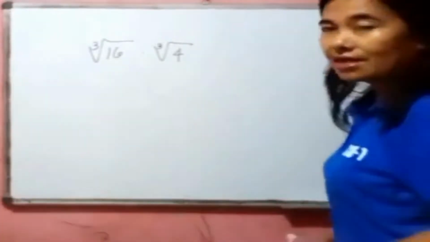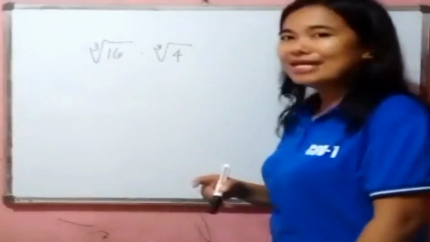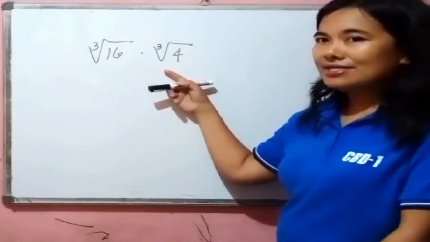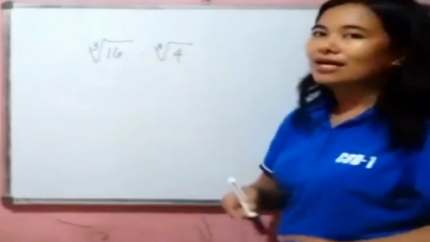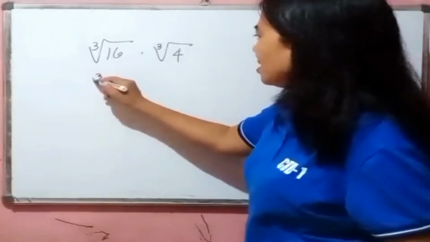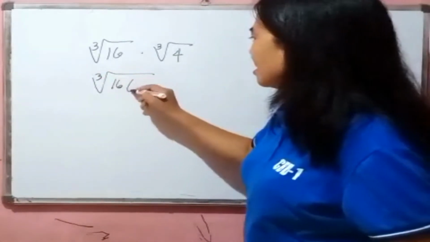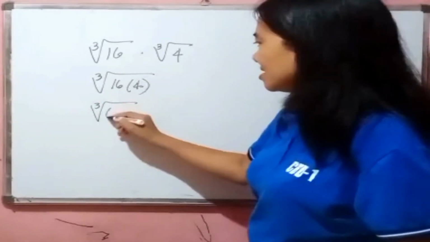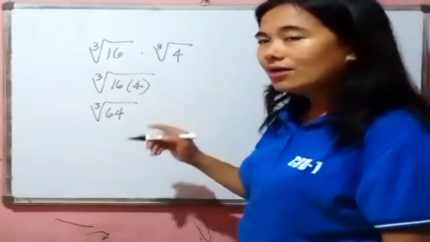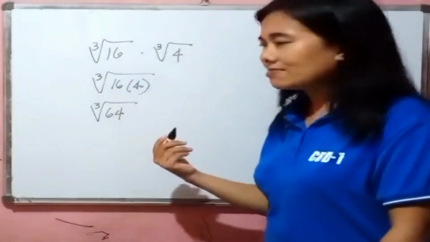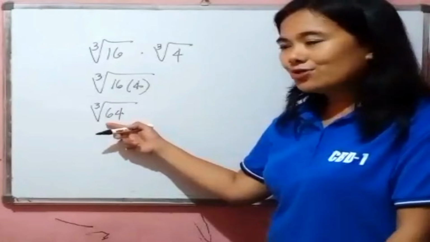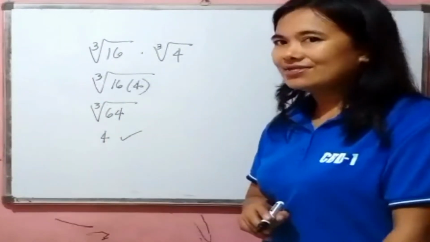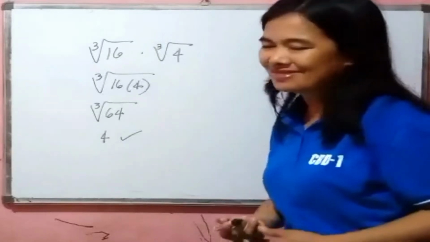Here's another example. So, cube root of 16 times cube root of 4. Diba, kailangan same lang sila ng index, same na sila. So, pwede mo na silang i-group as 1. So, you can have 16 times 4. And 16 times 4 is 64. Now, go back to the table of perfect cubes. Diba? Si 64 is perfect. Yung cube root niya is 4. So, 4 is the final answer. Madali. Diba? Okay.